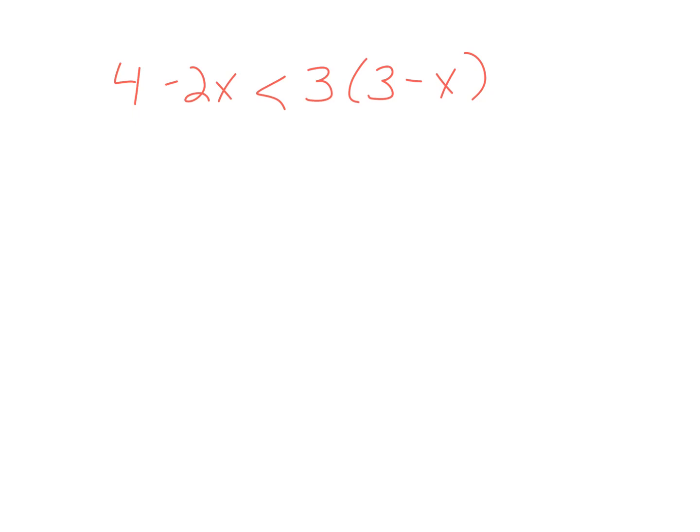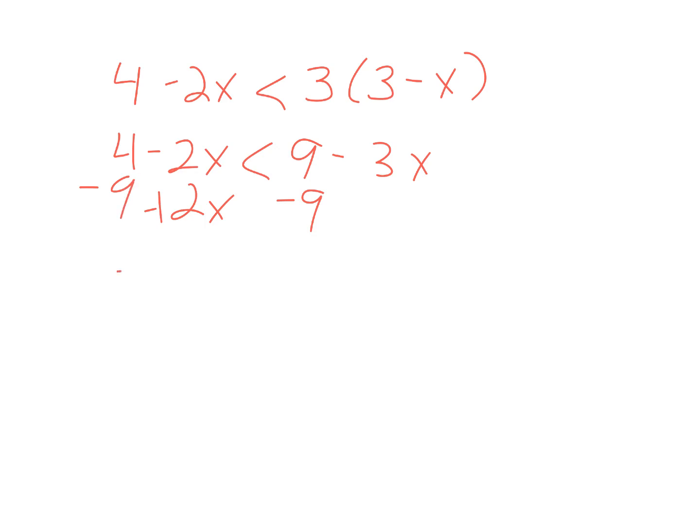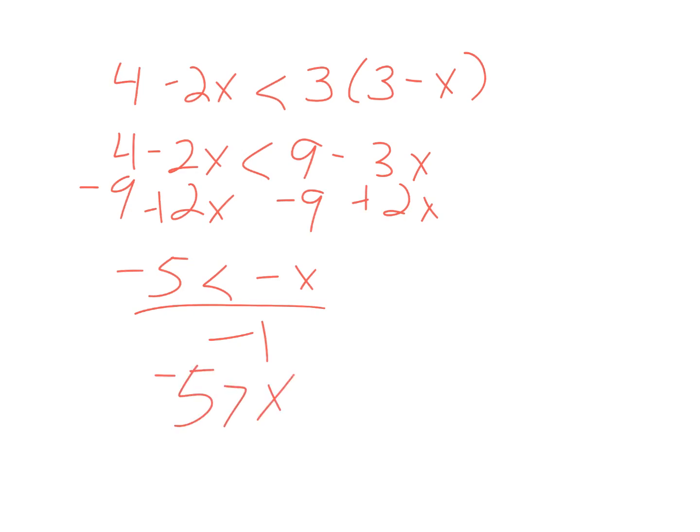Cool, time to start solving a linear inequality with just one variable. So we need to isolate x. 9 minus 3x, there we go. Let's add 2x to this side and let's subtract 9 over here, giving us -5 is less than, we have to add 2 over here, so it's going to give us -x. And then finally we need to divide by -1. Anytime we divide by a negative, we flip the inequality sign. So it would be x is less than -5 is your answer.